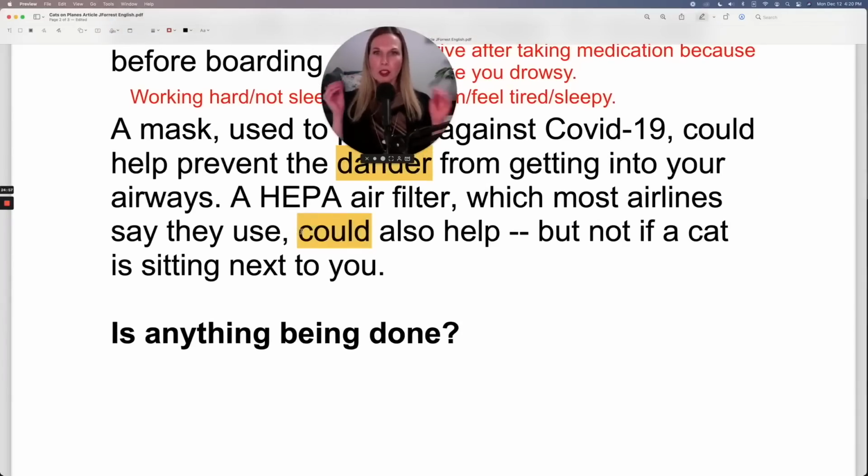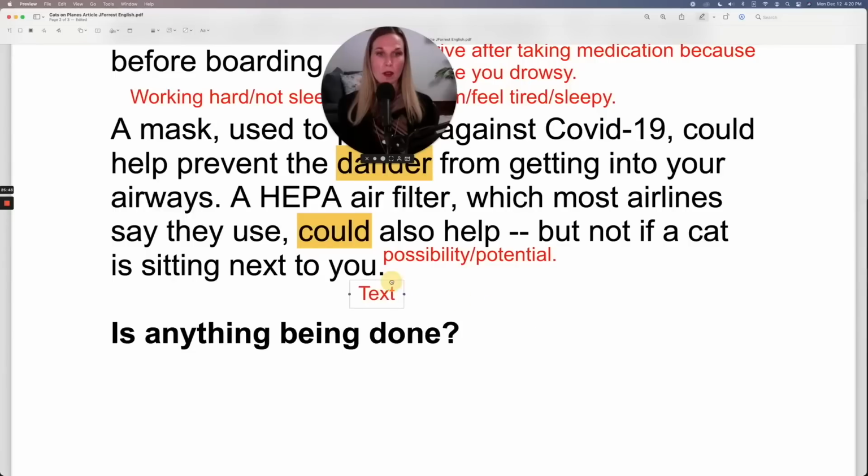Now notice how they're using could as our modal verb because could is used to show possibility or potential. So it's not saying that it will help you. Will is more of an absolute. This will work. It sounds 100% certain. This could work. It's just a possibility. It's also possible that it won't work. So could is used to show possibility.